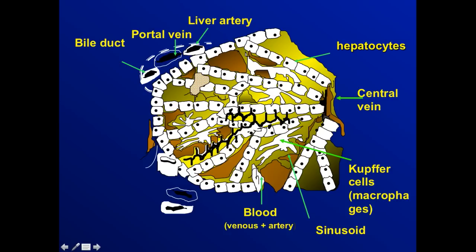Right, so this is the venous, the artery going in, and this is the central vein. So the venous is going and it empties into the central vein. Right. So now let's look at the next slide.